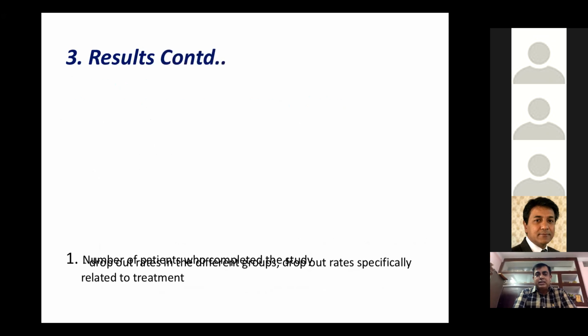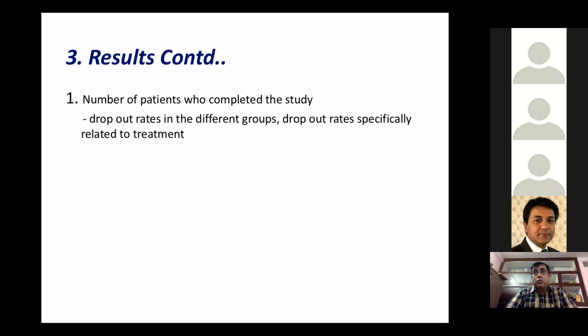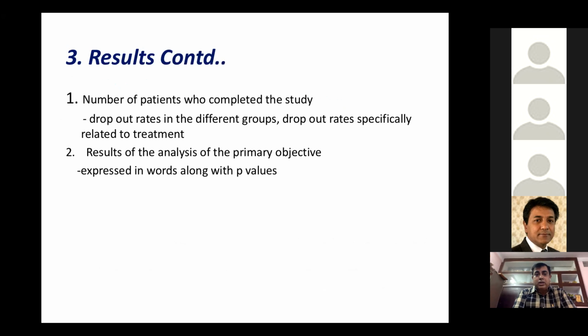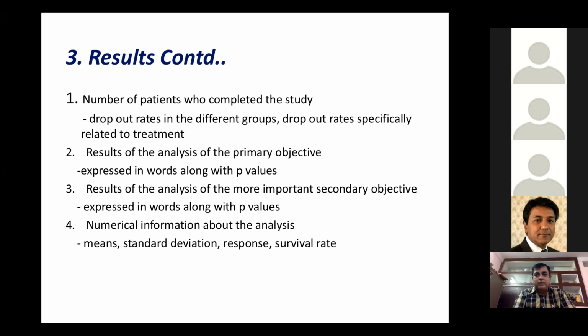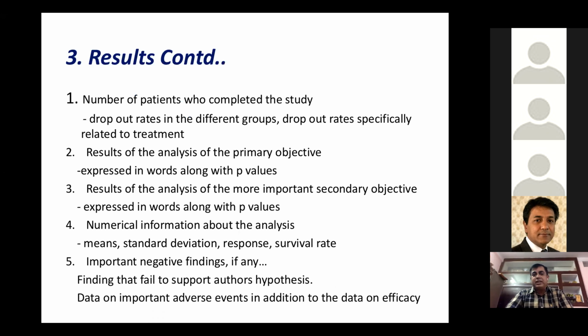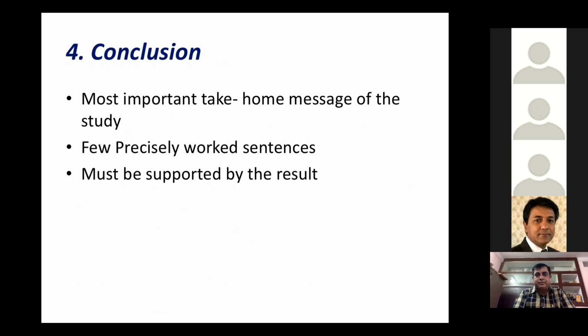In the results, basically you talk about the number of patients who completed the study, what the dropout was, the result of the analysis of the primary objectives, and the p-value, which most of the time in the abstract will suffice. Then the result of the analysis of the more important secondary objectives, again along with the p-values, numerical information about the analysis, and important negative findings, if any. Findings that fail to support your hypothesis, most of the time we want to hide that, but that is to be mentioned there. Also data on important adverse events in addition to the data on efficacy.